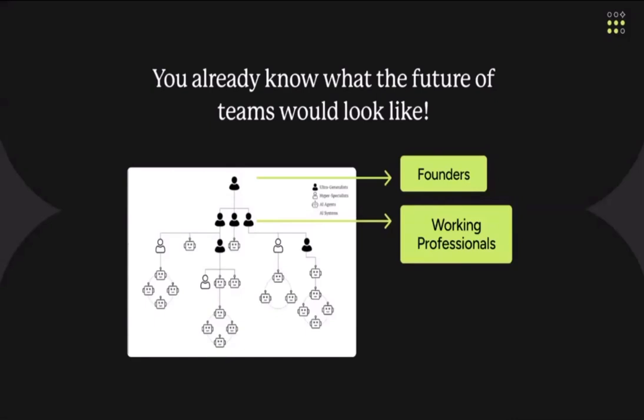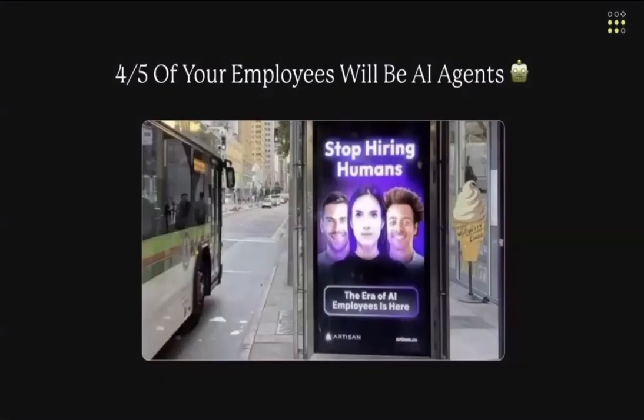If you are a founder, if you're not a generalist yourself, how are you going to lead the team? It's not going to happen. And that is where the real magic happens. Because today, it already is the case that you can hire AI agents instead of humans, and it's already there. And you can see these billboards in San Francisco and places like that, where it says the era of AI employees is here. Artisan is the name of a company which sells AI employees for $30 a month. 4 out of 5 employees are going to be AI agents.